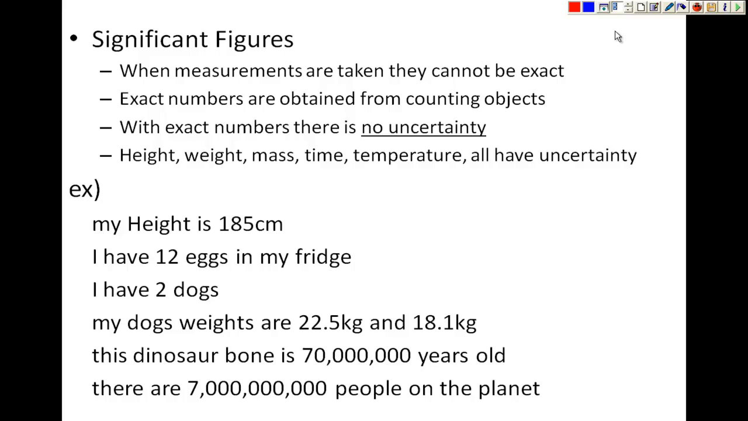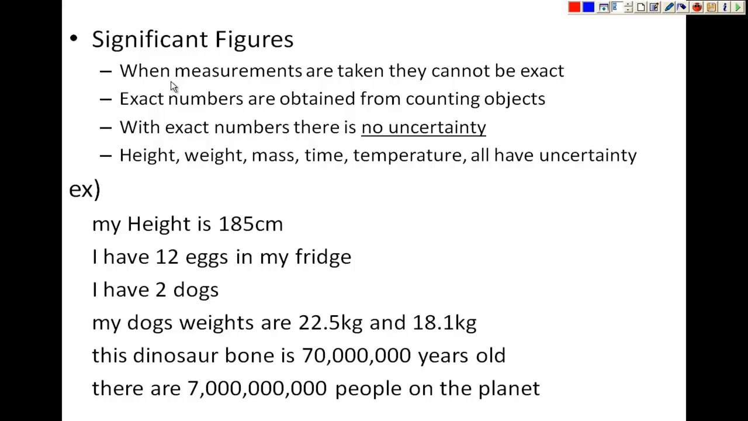Significant figures matter because when measurements are taken, they cannot be exact. For example, my height is 185 centimeters. Is it exactly 185 centimeters, or could my height be 184.8 centimeters or 185.2 centimeters? Those numbers are very possible. So height is an example of a measurement, and therefore cannot be exact.